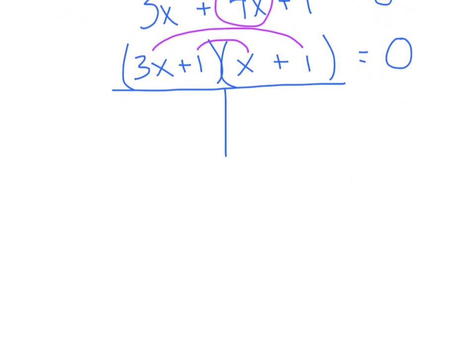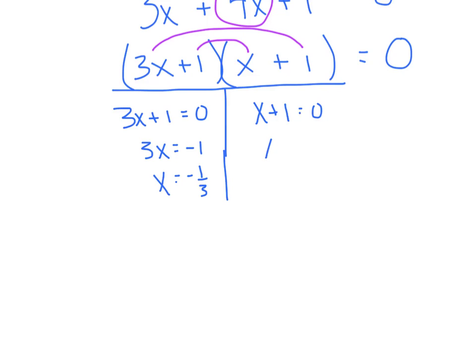I'm going to say, let's see, if 3x plus 1 equals 0, that means 3x has to equal negative 1 and x equals negative 1/3. We'll go back and check that one here briefly to see if it satisfies the domain. If x plus 1 equals 0, x has to equal negative 1. So we're looking to see if negative 1/3 and negative 1 are acceptable answers.